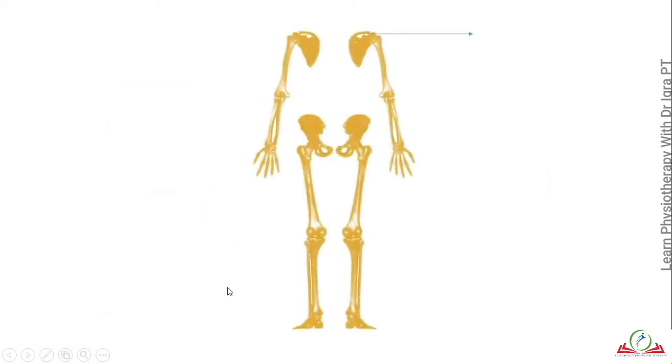In the appendicular skeleton, the first bone is the clavicle, also known as the collarbone, and the scapula, also known as the shoulder blade. The scapula and clavicle together form the shoulder girdle.